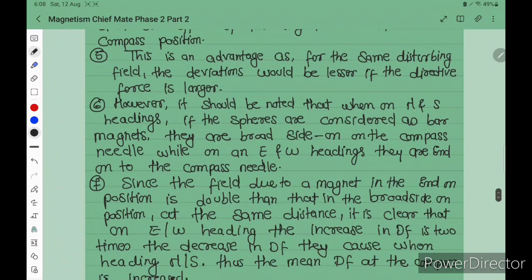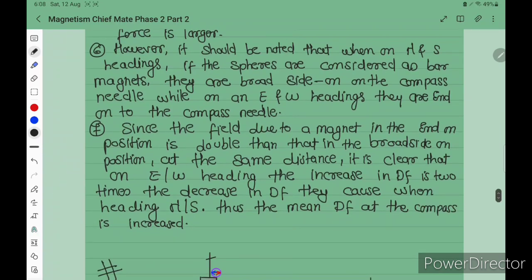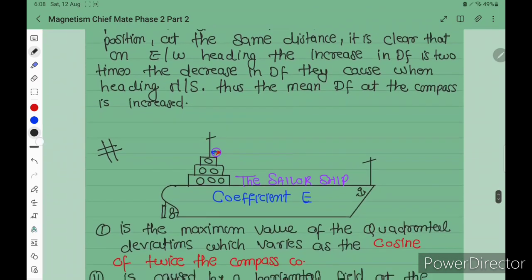However, it should be noted that on north and south headings, if the spheres are considered as bar magnets, they are both broadside on to the compass needle, while on east and west headings, they are each end on to the compass needle. Since the field due to a magnet in the end-on position is double that in the broadside-on position at the compass distance, it is clear that on east-west headings the increase in directive force is two times the decrease in directive force on north-south headings. Thus the mean directive force at the compass is increased.